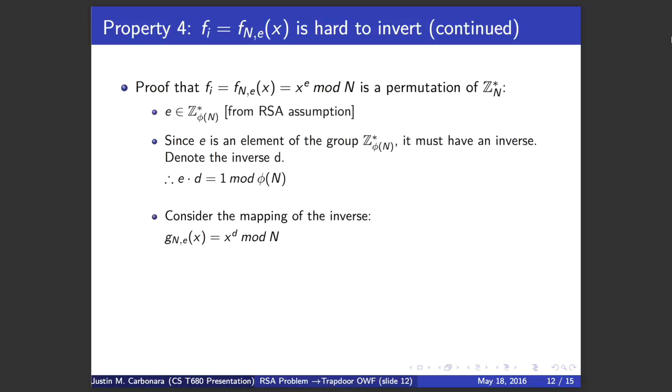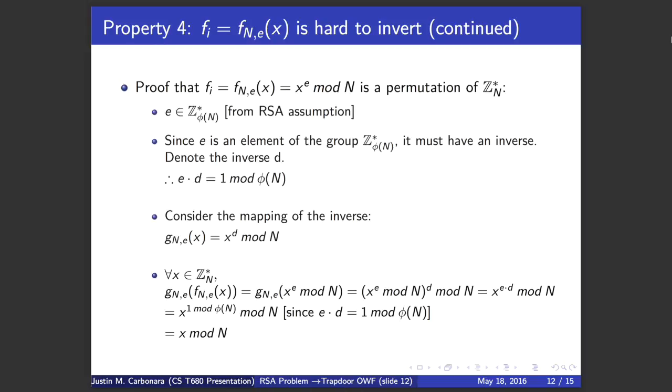Consider the mapping of the inverse, g_ne(x) = x^d mod n. For all x in Zn star, g_ne(f_ne(x)) = g_ne(x^e mod n), which equals (x^e mod n)^d mod n, equals x^(ed) mod n, which equals x^(1 mod phi of n) mod n, since e times d equals 1 mod phi of n, which equals x mod n.